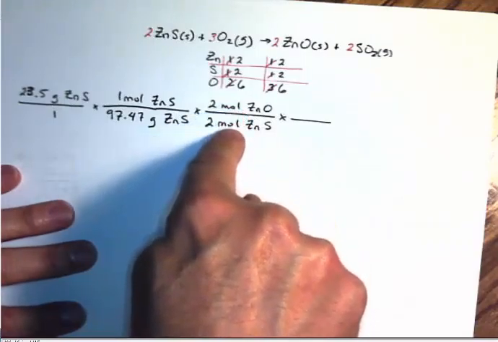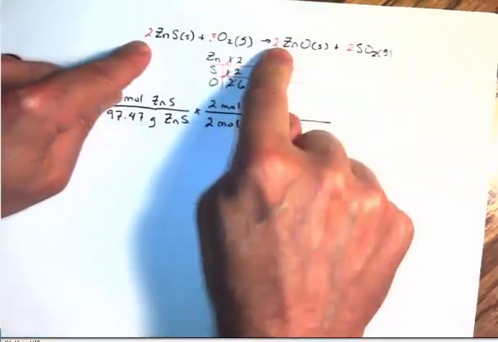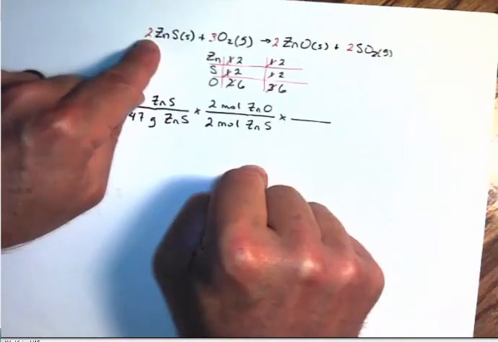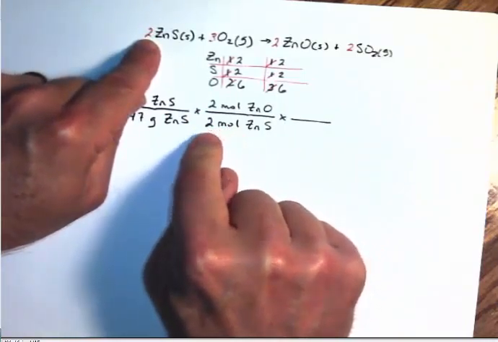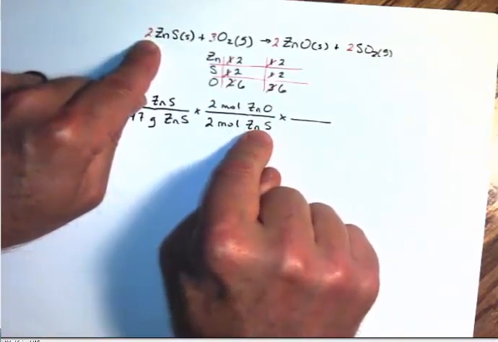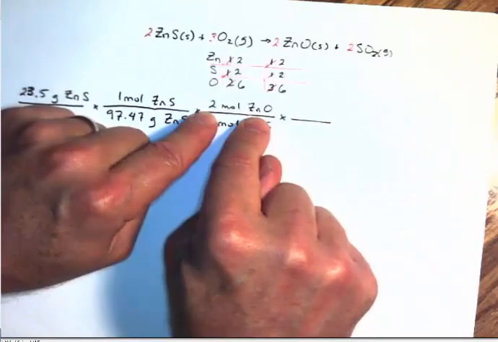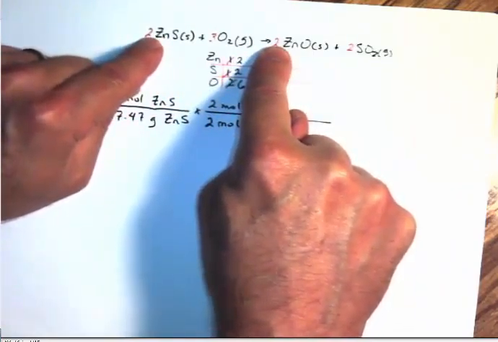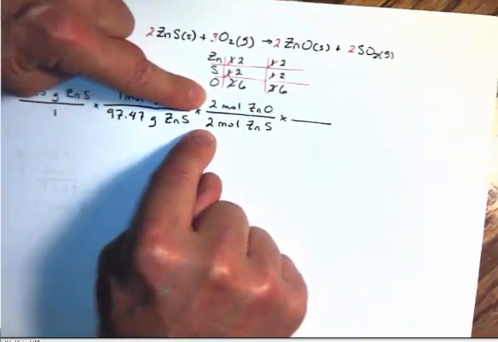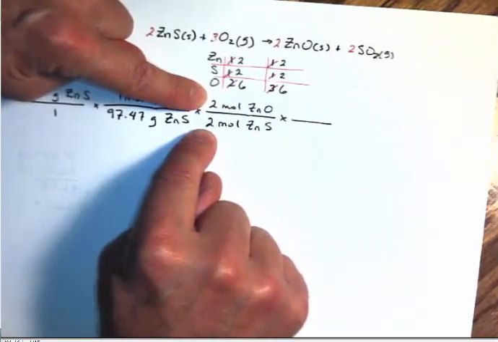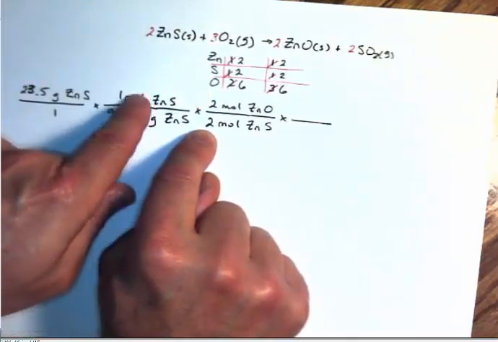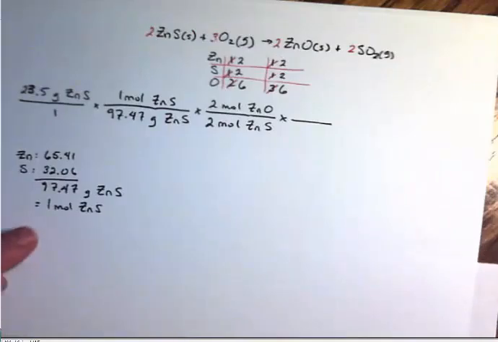Here's the molar ratio that comes from the balanced equation. So there's a coefficient 2 in front of the zinc sulfide. So down here, there are 2 moles of zinc sulfide. There's a coefficient 2 in front of the zinc oxide. So here there's 2 moles of zinc oxide. So that's where the coefficients come into building the molar ratio here. All right, now I got this molar mass from calculating molar mass the way I've taught you to do it.